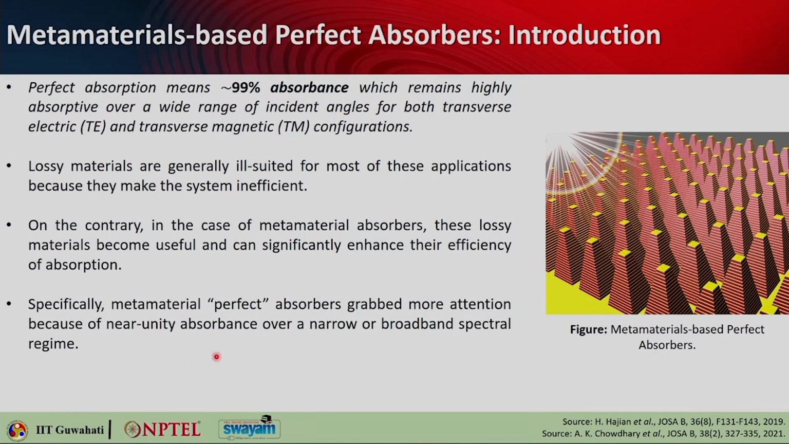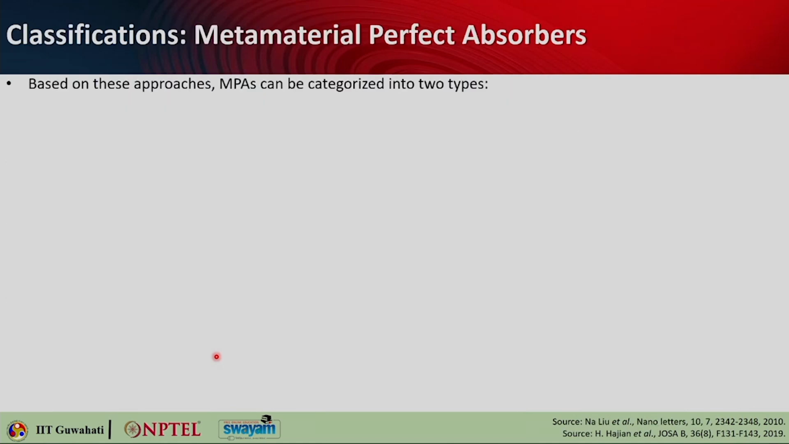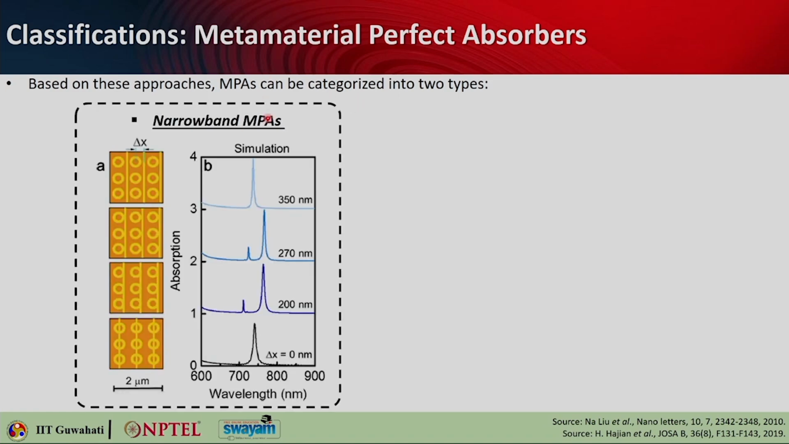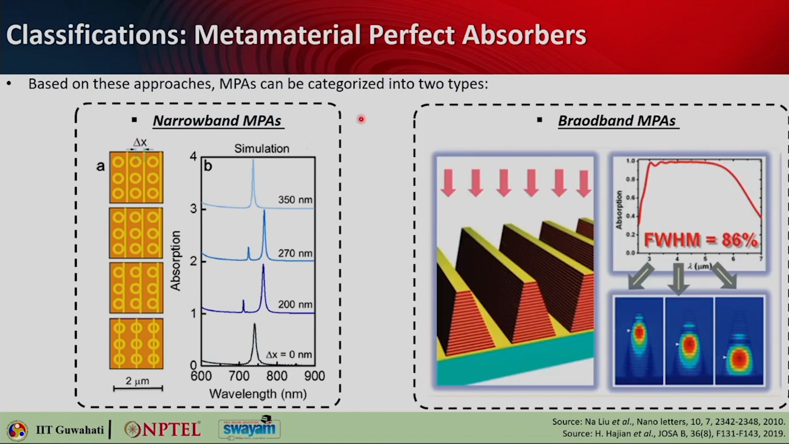So recently Metamaterial Perfect absorbers have grabbed a lot of attention because of their near unity absorption capability over narrowband or broadband. So that takes us to the classification of these Metamaterial Perfect absorbers. As you can see, based on the wavelength range they cater to, you can categorize them into two buckets: narrowband Metamaterial Perfect absorbers, and broadband Metamaterial Perfect absorbers.